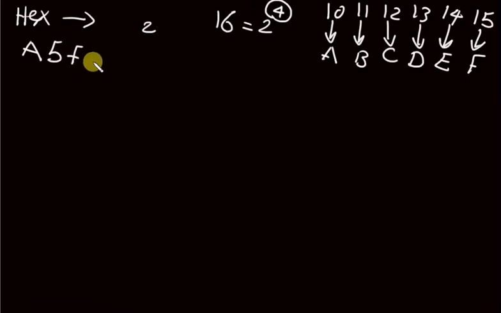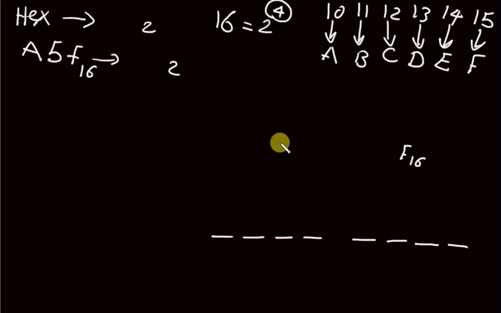Now I want to convert this to a binary number, base 2. This is base 16, and I want to find it in binary. As we know, I'm going to put 4 places for each of the digits that we have there. So this is for F, this is for 5, and this is for A.